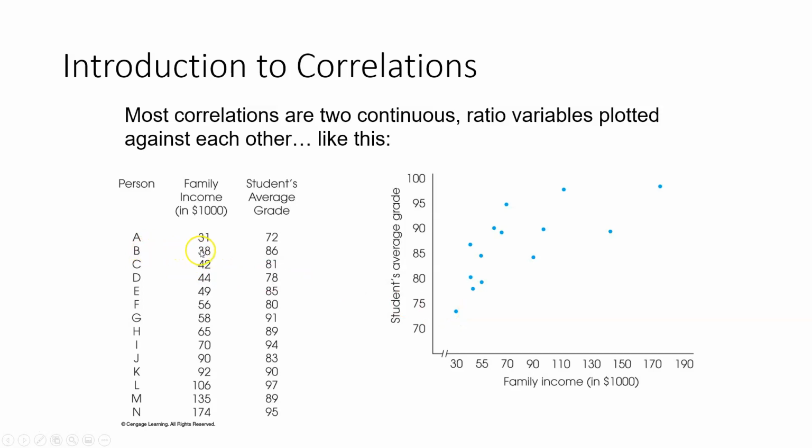Person B is found at 38,086. So you'd come over here to 38,000 and up here to 86. That right there is person B. And every one of these individuals right here would be plotted in this graph in order to visualize the correlation or the relationship between these two variables.